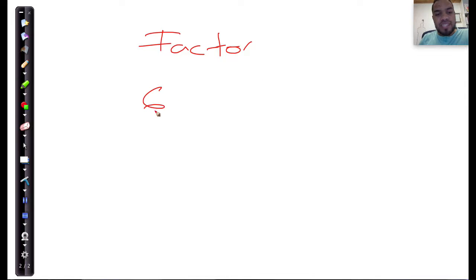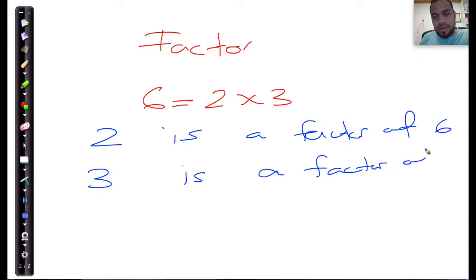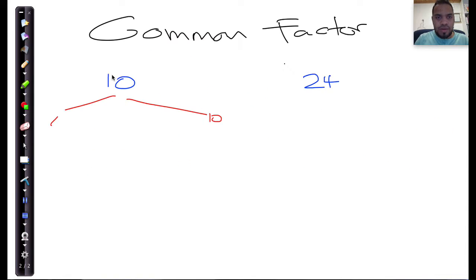So if I talk about the number 6 and I say 6 is equal to 2 multiplied by 3, the following is true. It means that 2 is a factor of 6 and 3 is a factor of 6, because 2 goes into 6 3 times and 3 goes into 6 2 times. So each of these are considered factors. The factors in this particular example of 6 are 2 and 3. So as you can see, that holds true. Okay, so let's go back to common factor.